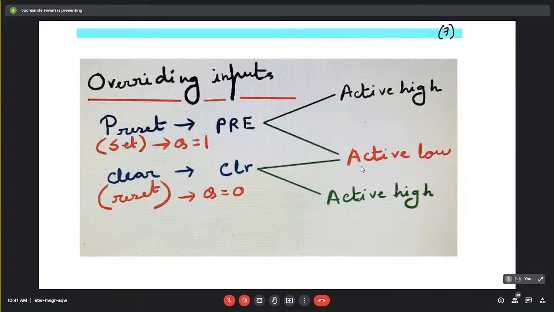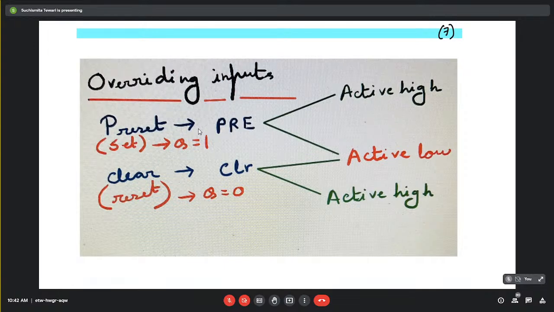Before going into that, we need to discuss two additional inputs of the flip-flop. So far we have seen the data inputs and the clock input. Now, another two inputs are going to be introduced. These are called preset input and clear input, alternatively set input and reset input. And these are called the overriding inputs. Now, overriding inputs means what? From the name, it is clear that it is overriding something, or overwriting something rather.